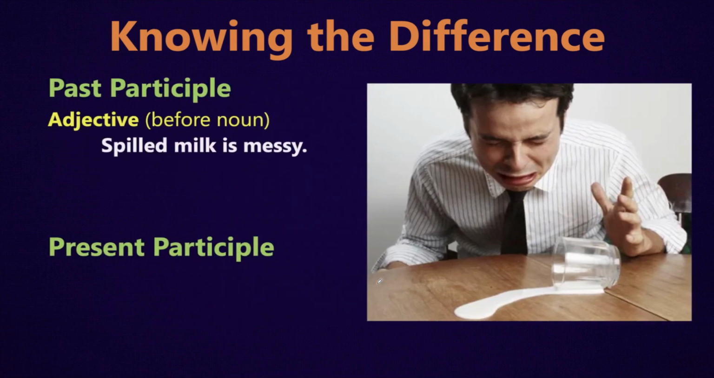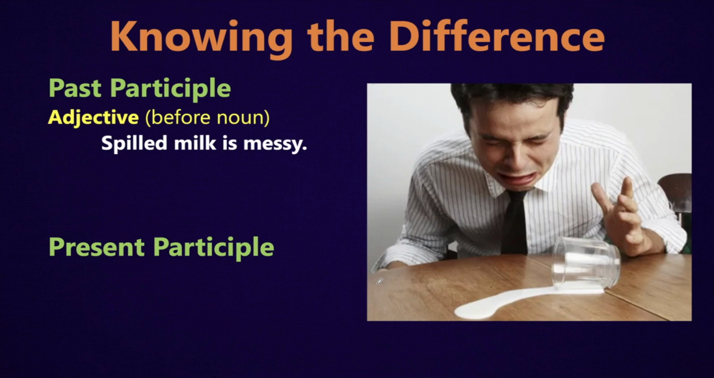Now, if it's being used as an adjective, you won't see a helping verb. There's no helping verb with an adjective because it's an adjective, not a verb. And you'll see the participle where an adjective would go. So there are only a few places in a sentence where an adjective can go. For example, you'll see an adjective before a noun. So we see spilled milk. So spilled is the participle adjective describing milk because milk is the noun.